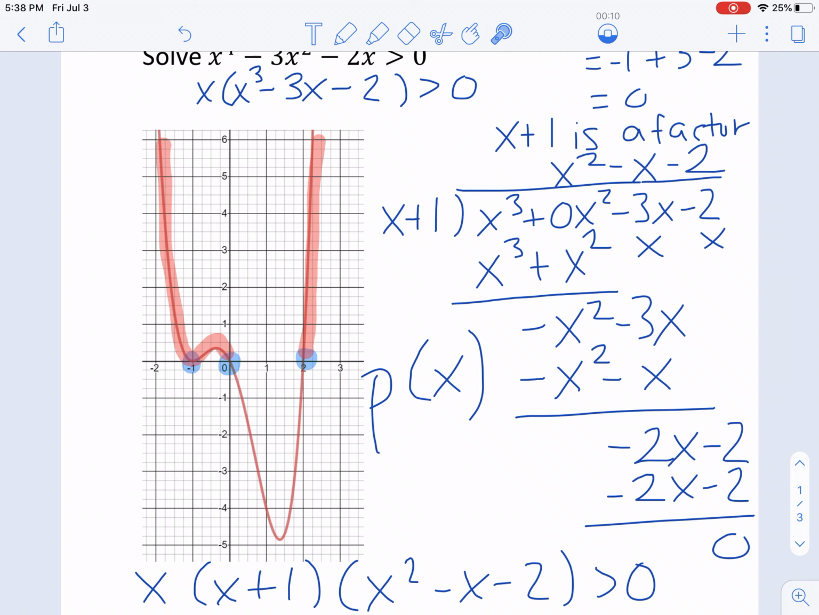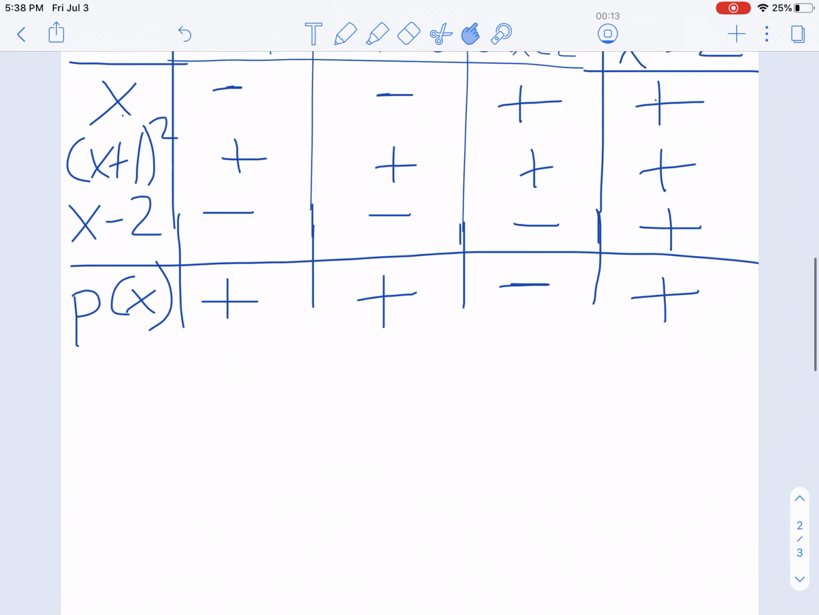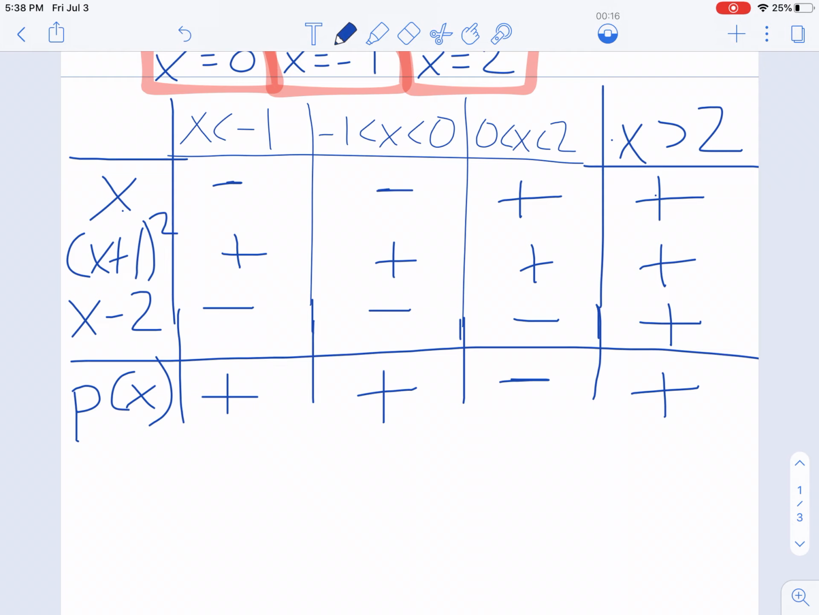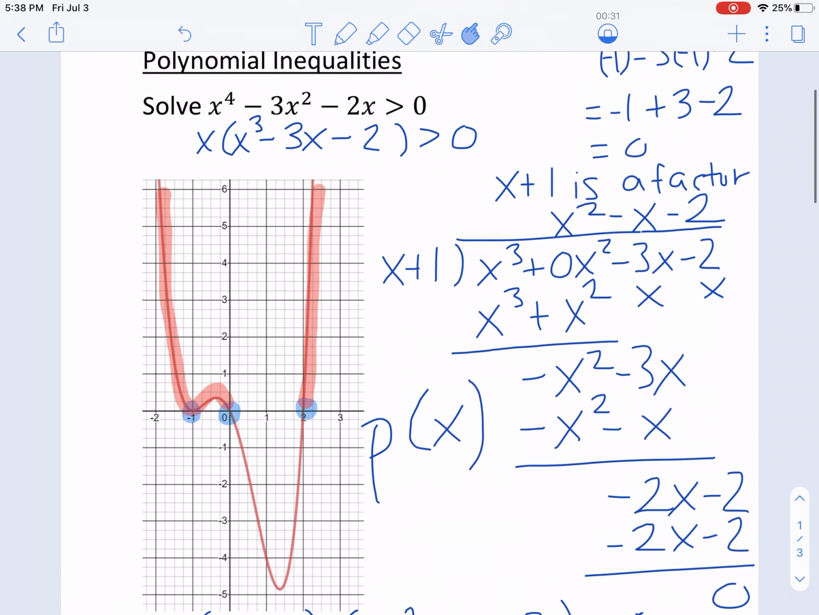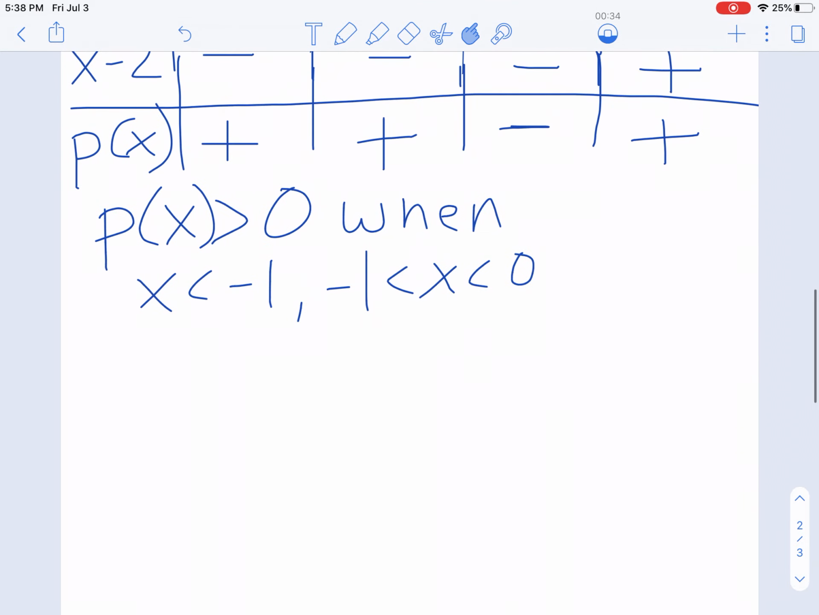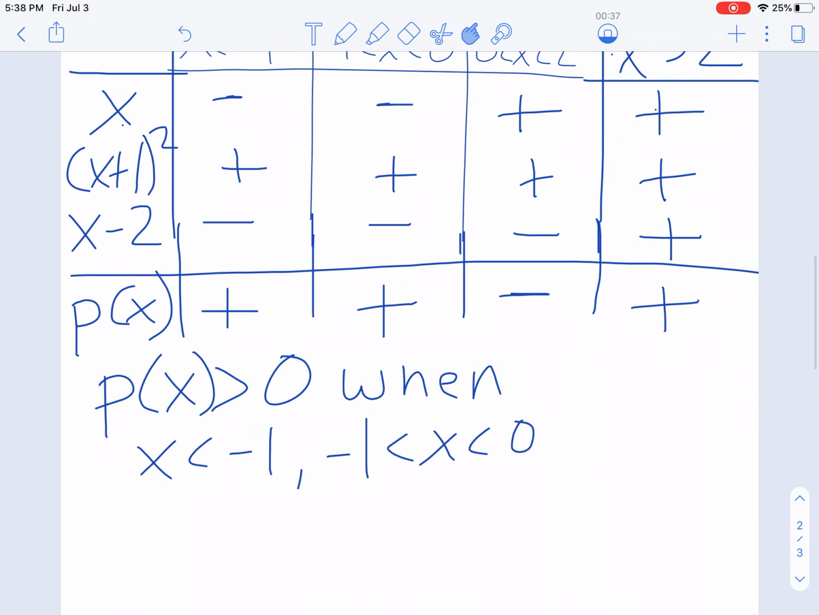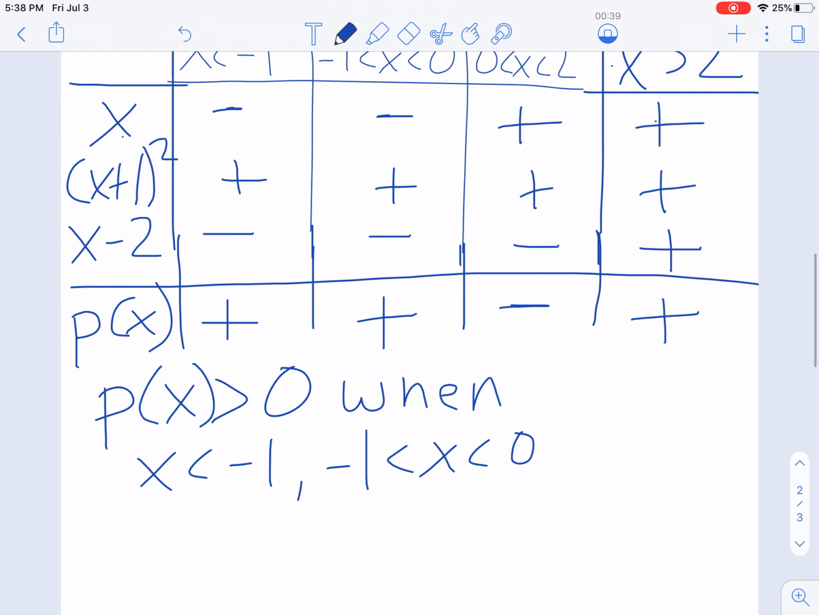So what we're going to do is just summarize then. We want to know where it's positive. So P of x, we'll say, is positive when x is less than -1, between -1 and 0. And we're not going to actually say when it equals -1 because that's where the x-intercept was. And we didn't want to include when it equals 0, when P of x equals 0. And when x is greater than 2.